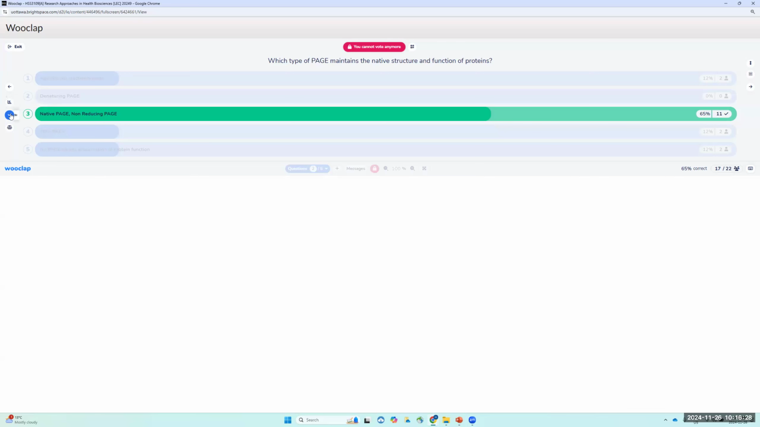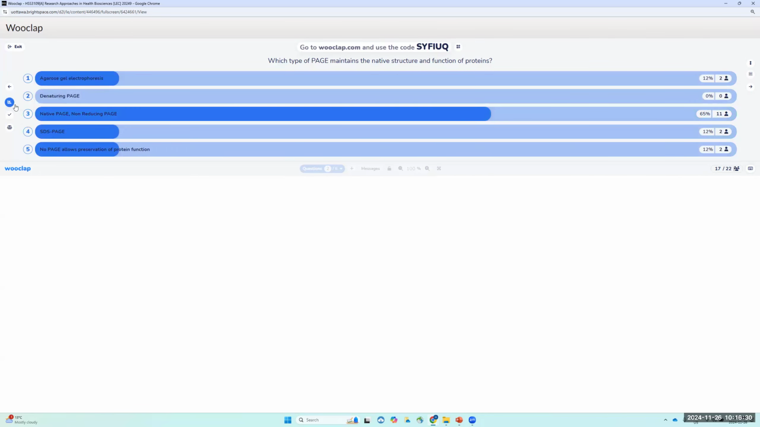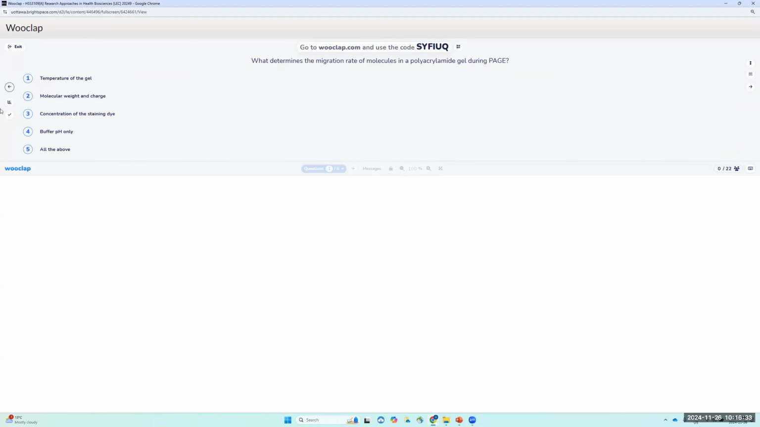There's one more question. What determines the migration rate of molecules in the polyacrylamide? So the rate of the molecules that run in the polyacrylamide gel. Is it the temperature that you are running at? Is it the molecular weight and the charge? Is it the concentration of the acrylamide and the staining dye? Or is it the pH of the buffer, or all of that?